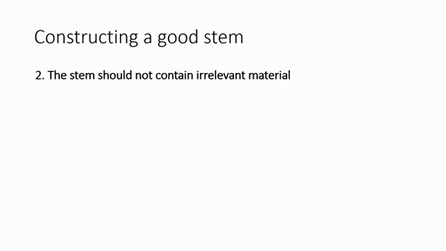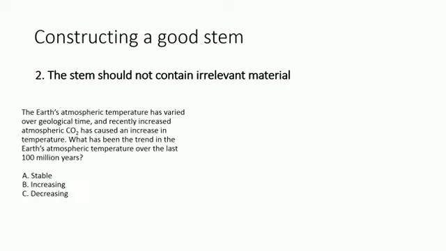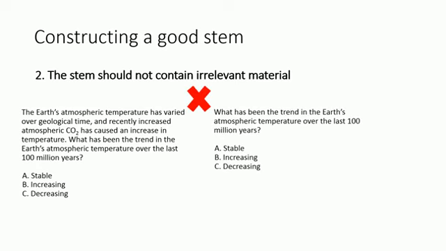The next thing, the stem should not contain irrelevant material. So here's an example. The Earth's atmospheric temperature has varied over geological time, and recently increased carbon dioxide has caused an increase in temperature. That's not wrong, it's just irrelevant to the actual question. The actual question is, what has been the trend in the Earth's atmospheric temperature over the last 100 million years? So get rid of that first part and just keep it simple. Just keep the stem related to the alternatives that you are providing and to the question that you're trying to explore an answer to.